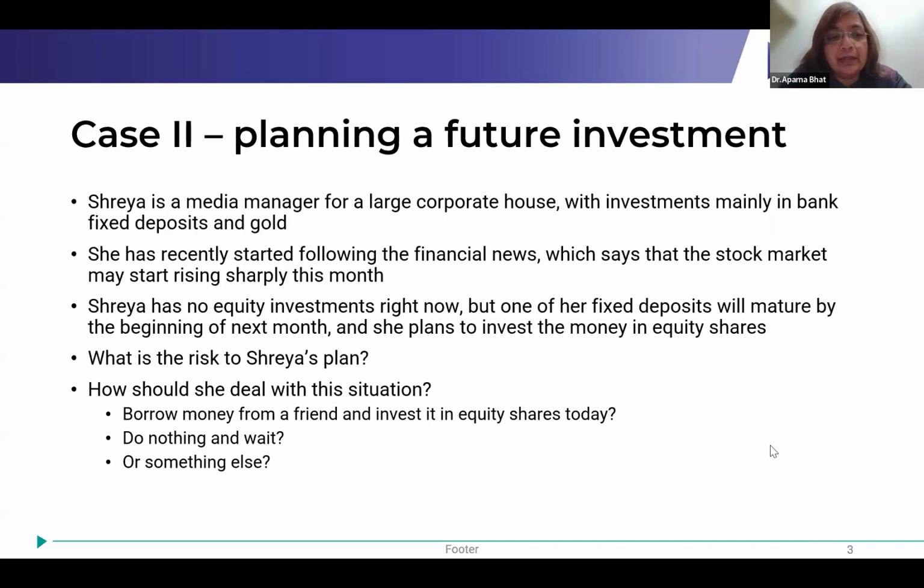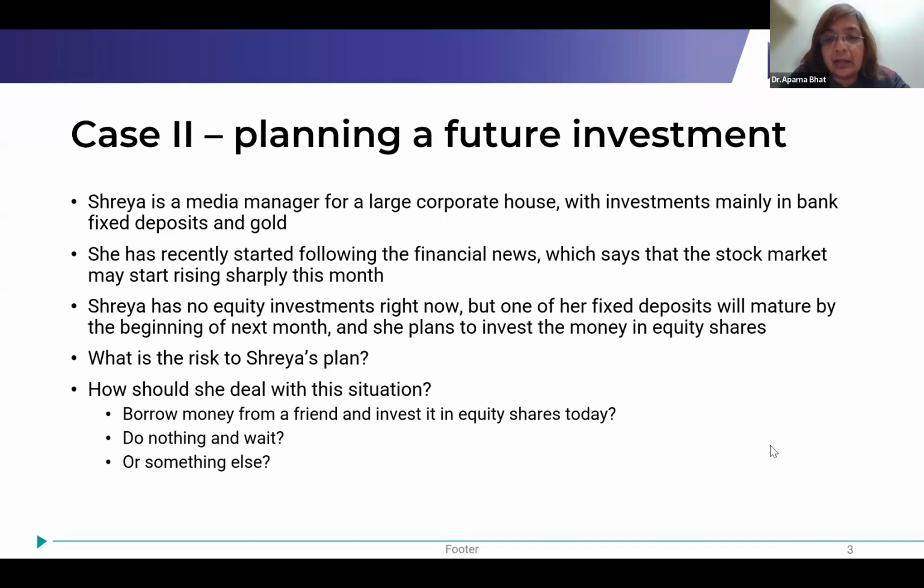So the second case is about a young investor, a young professional, Shreya. She is a media manager for a large corporate house. And right now she has investments which are mainly in the form of bank fixed deposits and gold. And she has recently started following the financial news.